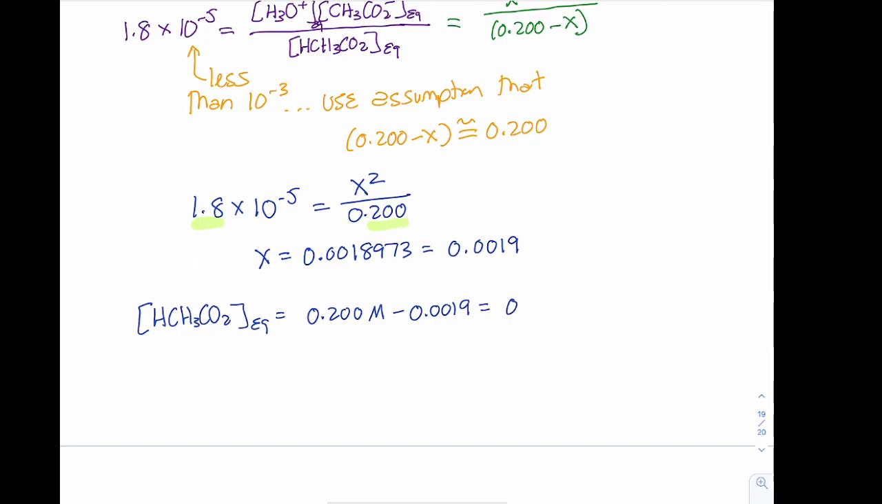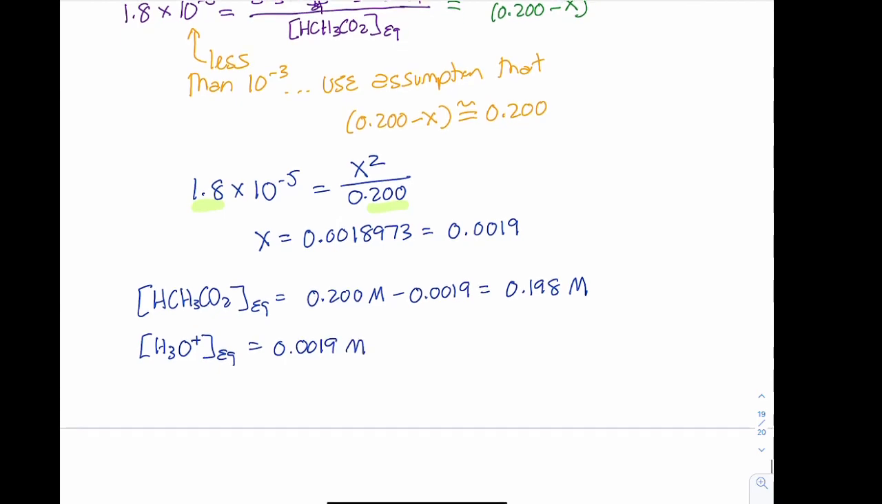And I get 0.198. Remember, we are subtracting, so it's digits after the decimal point. So here I have 3 digits after the decimal point. Here I actually have 4, so I want 3 digits after my decimal point. My hydronium ion concentration, 0.0019, and then don't forget units. And then my acetate ions is also equal to X.